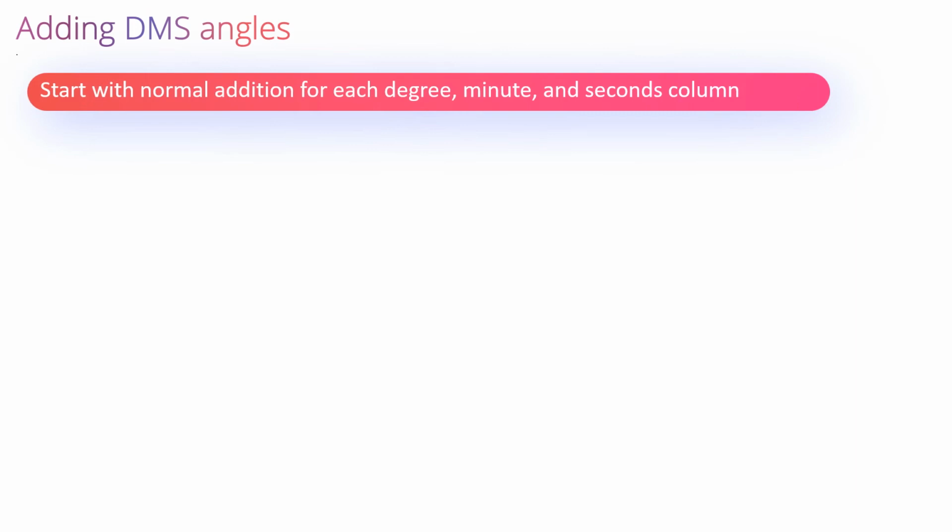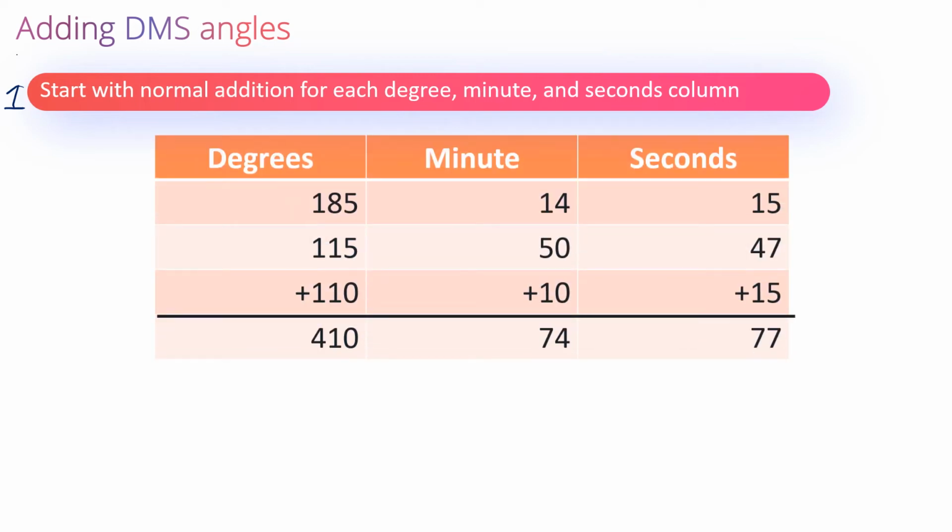All right, so let's see how we can do the addition. This is step number 1. You start with normal addition for each degree, minute and second column. You make the table with 3 columns, degree, minute and second, and you do the addition for each of these columns. You add all of each of these columns individually, so you get 77. And now we will need to adjust.